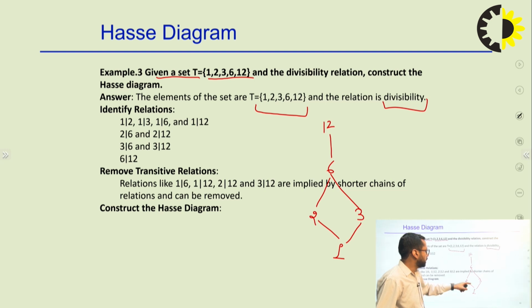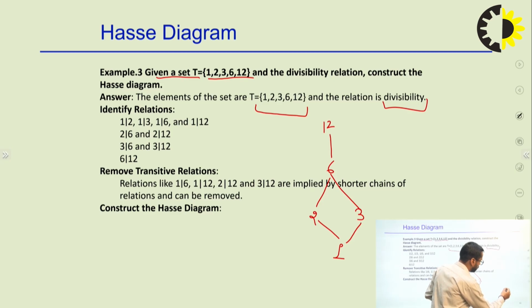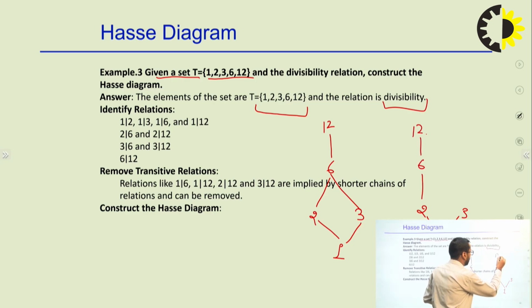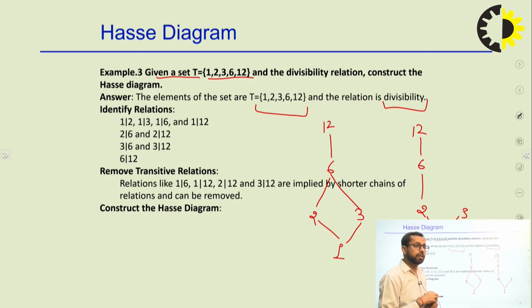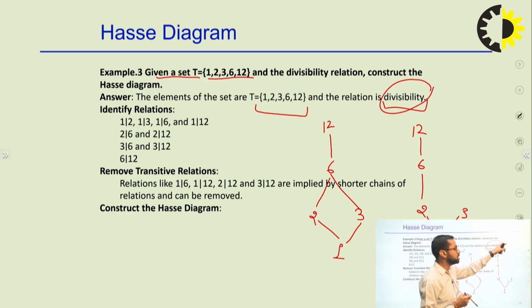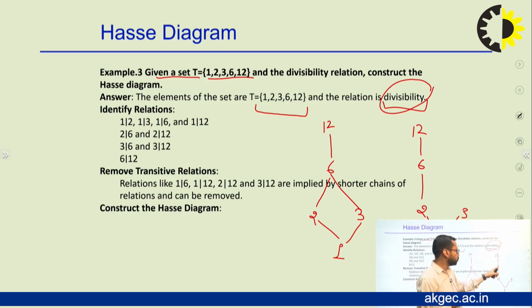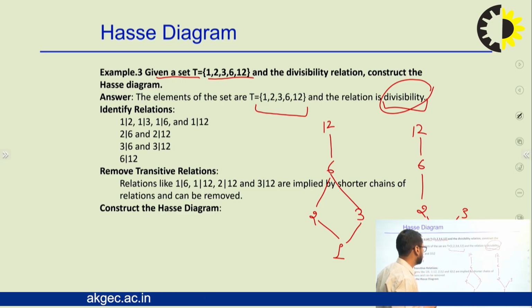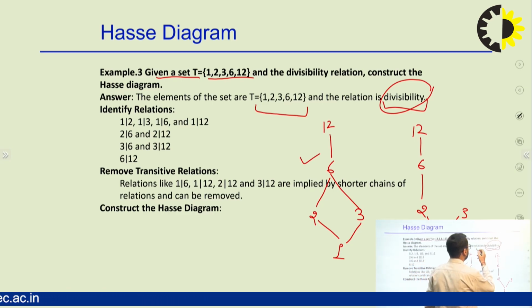Now let's suppose that 3 is not connected to 6, so the divisibility relation is not mentioned and there is some different relation. Then we prepare 1 to 2, then 3, and 2 to 6, 2 to 12. It may be the given Hasse diagram. In that particular case, where 2 to 6 is given a link but 3 to 6 is not mentioned, we avoid linking 3 to 6. So this is the right answer for the divisibility relation.